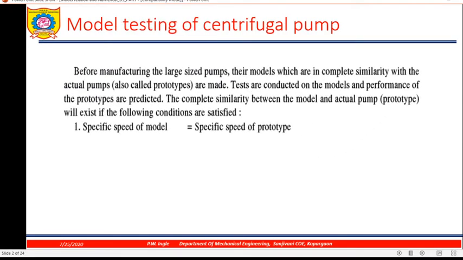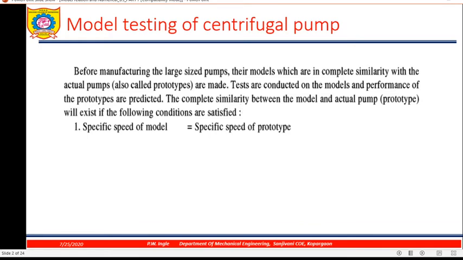So today we will discuss model testing of centrifugal pump. Before manufacturing the large size pump, models which are in complete similarity with the actual pump are made. The actual pump is known as the prototype. The tests are conducted on the models. Models are nothing but small replicas of the prototype, or small pumps. So tests are conducted on models and the performance of the prototype is predicted.